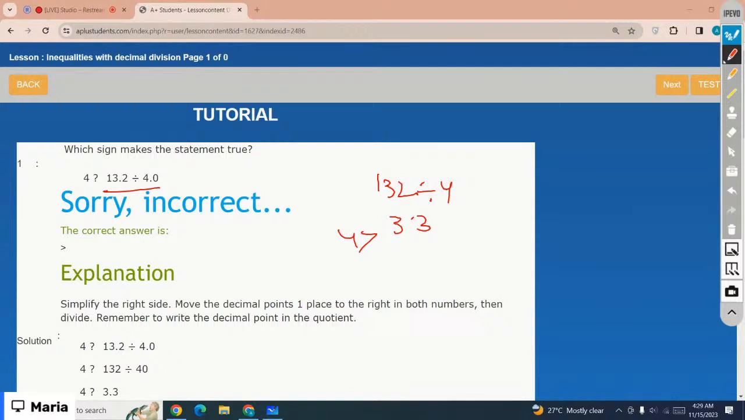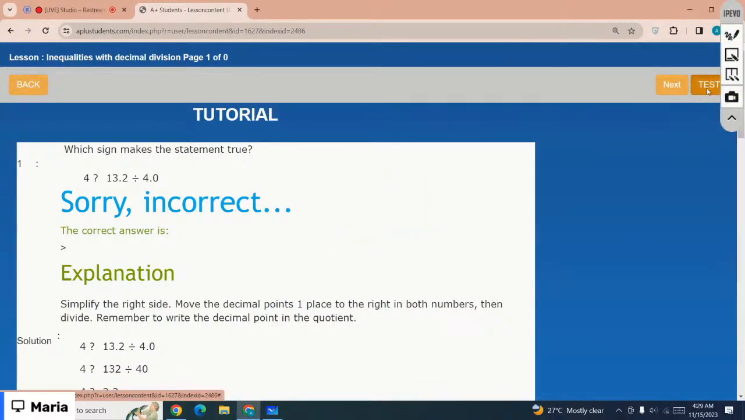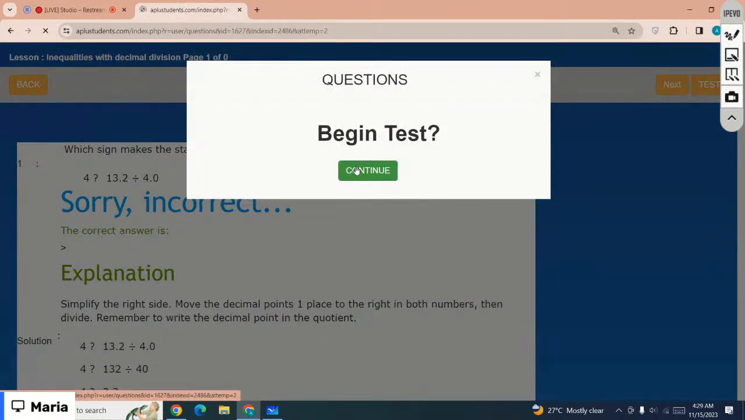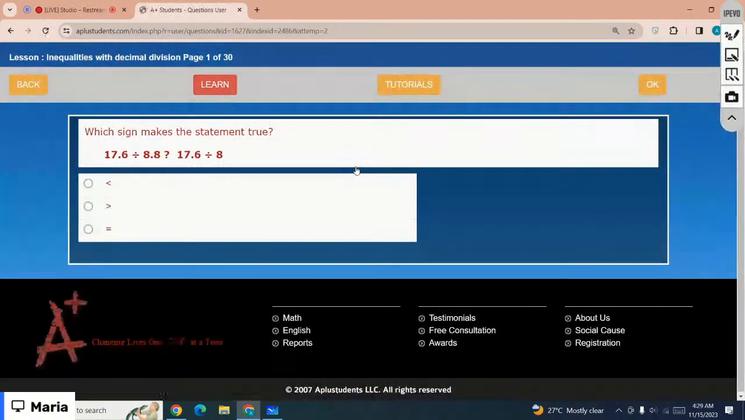Okay, let's just start with the practice questions. Let's see what we have to do. Okay, 17.6 divided by 8.8 or 17.6 divided by 8, which is the correct option. Let me just write it down on the board.